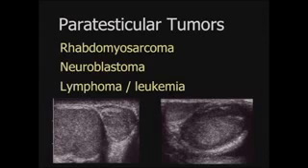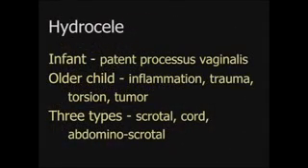Paratesticular tumors are usually malignant in kids. The most common is rhabdomyosarcoma, although occasionally you can get neuroblastoma and lymphoma leukemia lesions as well. So non-malignant masses, the most common one are hydroceles.